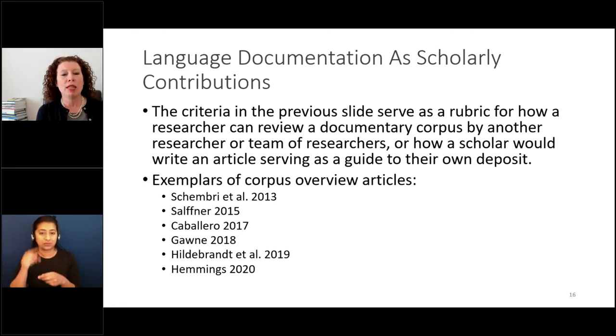We are also hoping that this section of Language will do that. And you know, there's lots of people doing documentary work. It's great to have a proliferation of venues because I think that really signals how important this subdiscipline is to our field and to our communities. Hemmings 2020 is in another journal. It's a British journal. But again, examples of papers that have appeared in various places that exemplify that kind of scholarly contribution of a corpus overview article.